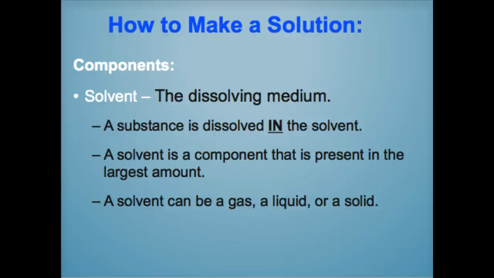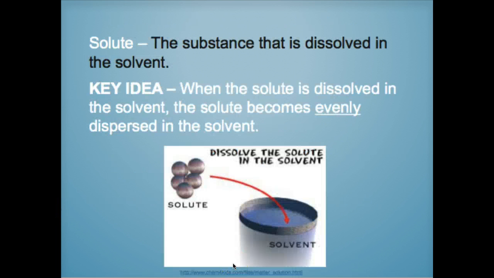So when you try to make, let's say, iced tea, you dissolve sugar in water. The water is the solvent. The solvent is also the one that you have more of, the one that's present in the larger amount. And it's not phase specific, so a solvent could be solid, liquid, or gas. The other part of a solution is the solute, and that's what you're trying to dissolve in the solvent. To remember, the solute has a U in it, it's what you put into the solvent.